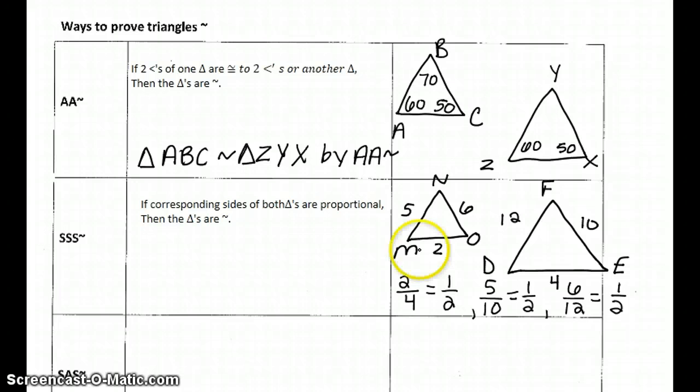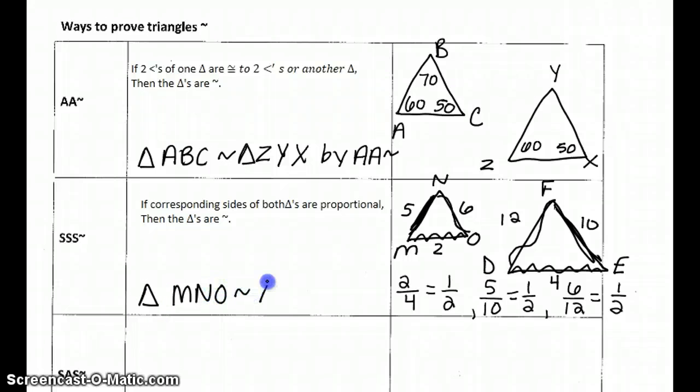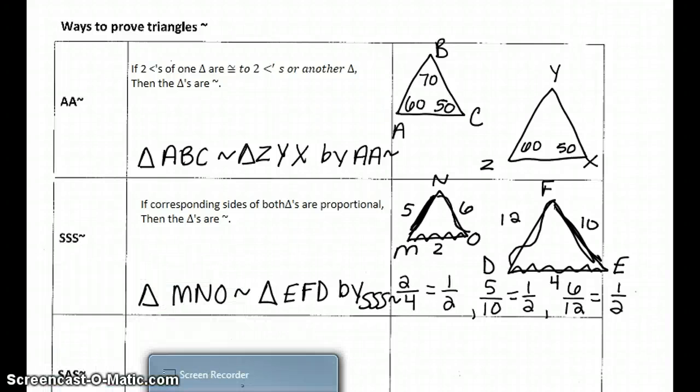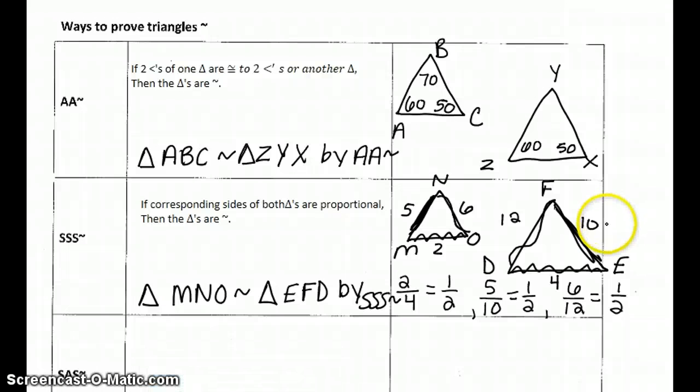If it helps, mark your sides. Like you matched up 2 and 4, so mark those the same. You matched up 5 and 10. And you matched up 6 and 12. When you name your triangles, here it would be triangle MNO is similar to triangle EFD by side-side-side similarity. So look, MN and EF are both marked the same way.